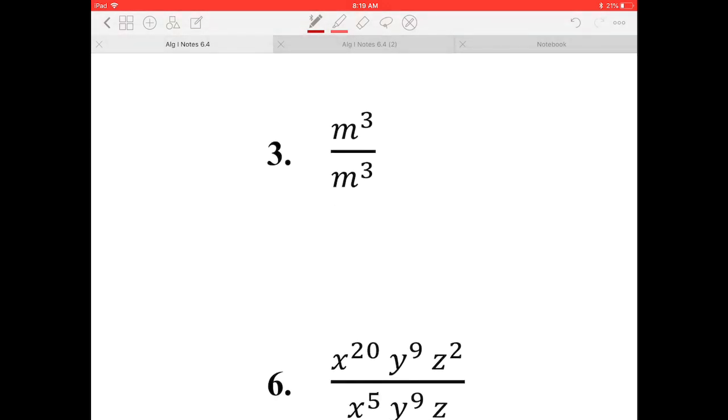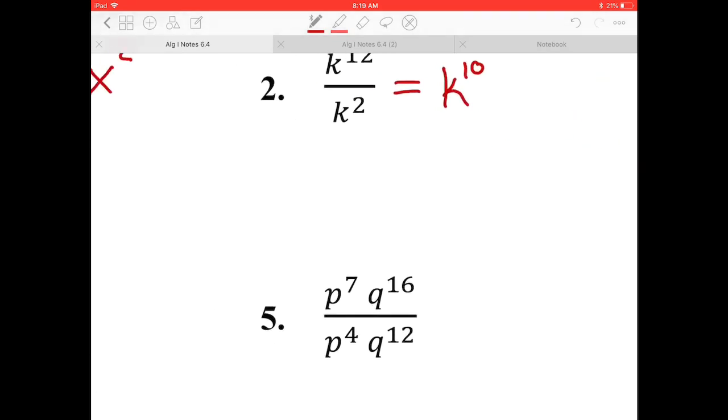Number 3, m cubed divided by m cubed. When this happens, you can do one of two things. You can realize to yourself, hey, there's nothing left over. 3 in the top are going to cancel with the 3 in the bottom, and you already know it's 1. Or you can actually use the quotient property and go 3 minus 3 is 0. And then in yesterday's notes, I told you anything to the power of 0 is 1. So either way you think about this, you're going to get to 1. All right.